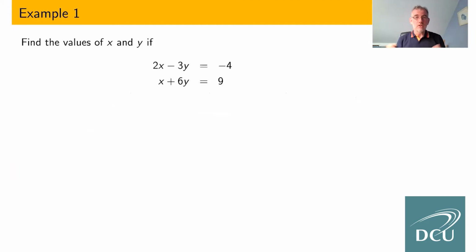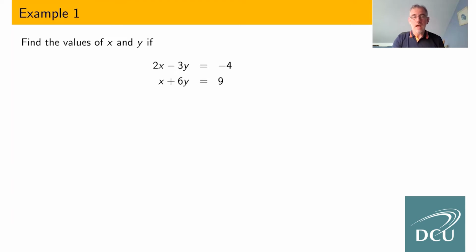We look at everything through the medium of examples, so let's consider this situation. It's phrased in abstract mathematical terms of x's and y's, but bear in mind that in applications these x's and y's will represent quantities from science that we need to know the values of. The question is: find the values of x and y if x and y simultaneously satisfy the equations 2x minus 3y equals minus 4 and x plus 6y equals 9.